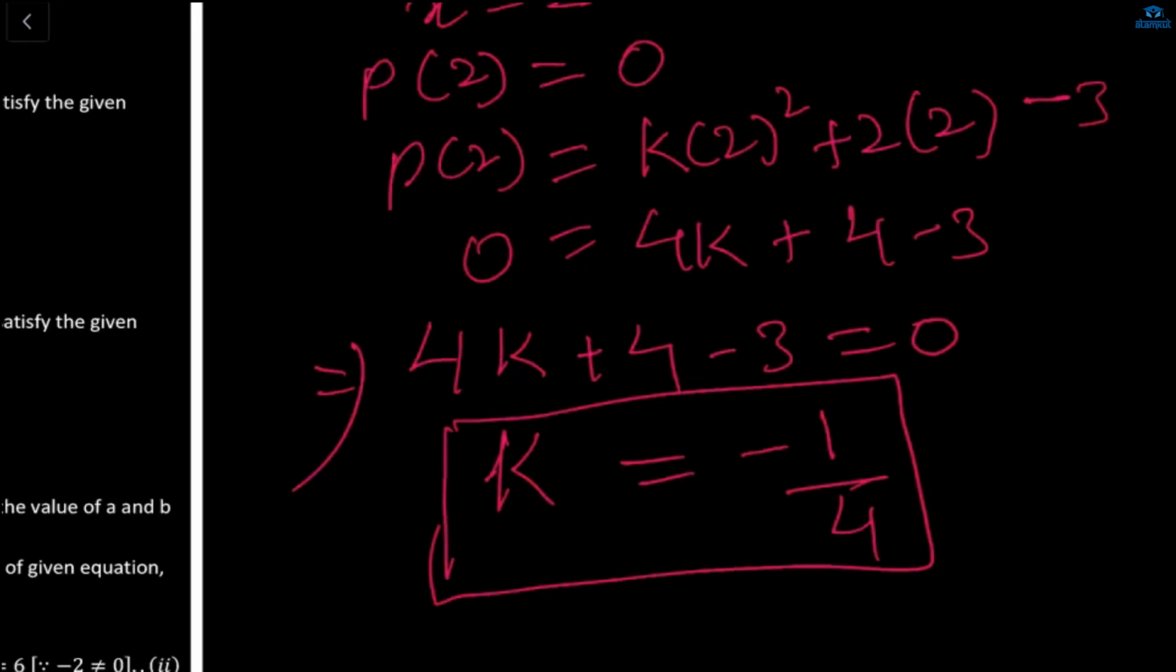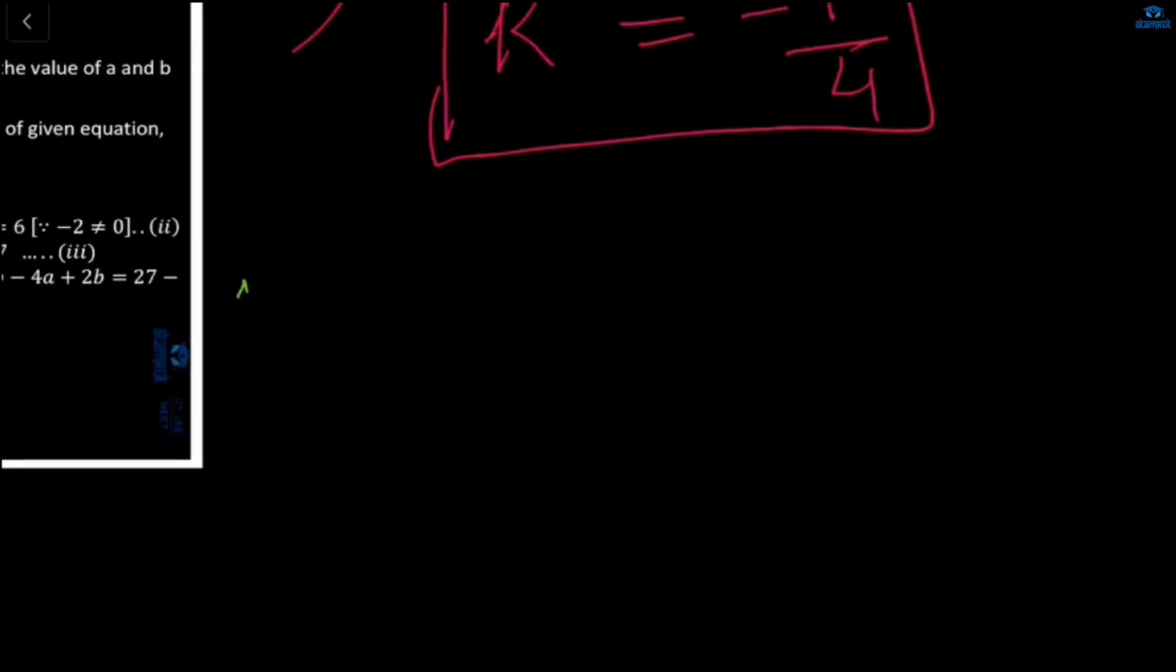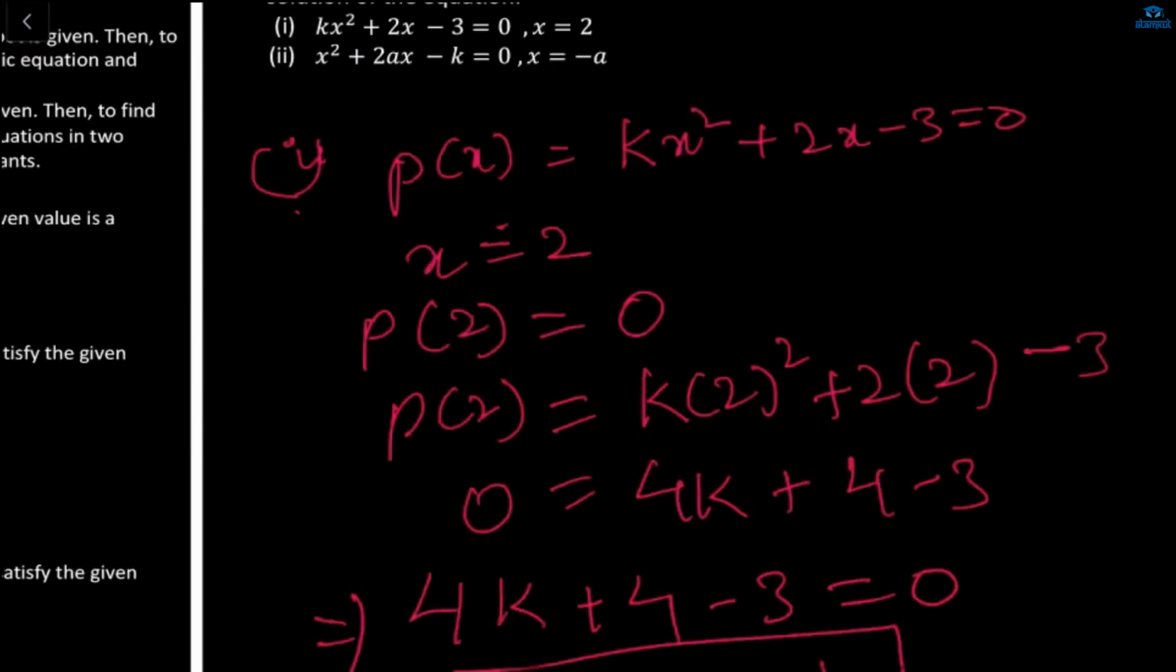Now, similarly, we can see the next question, x square plus 2x minus k. And what is given?